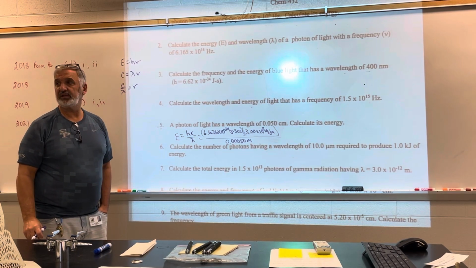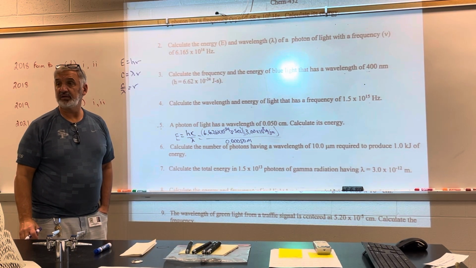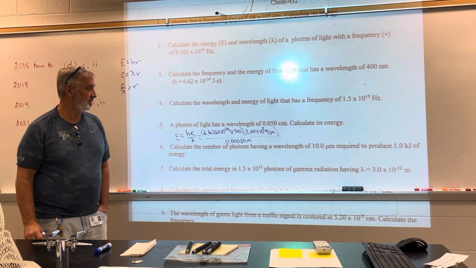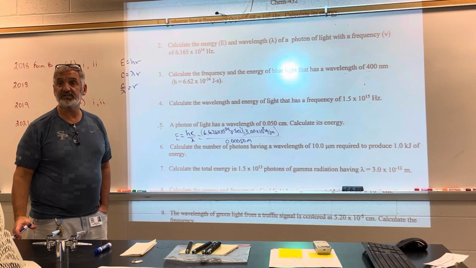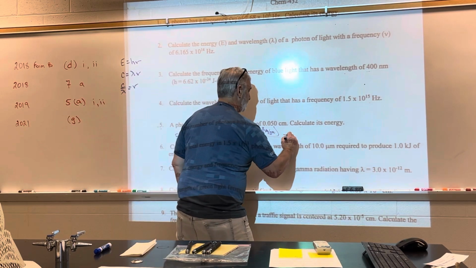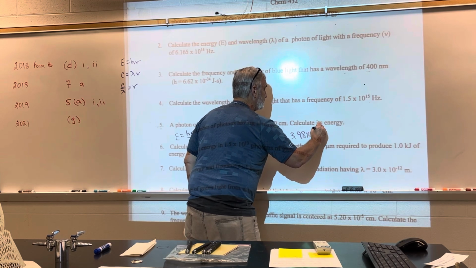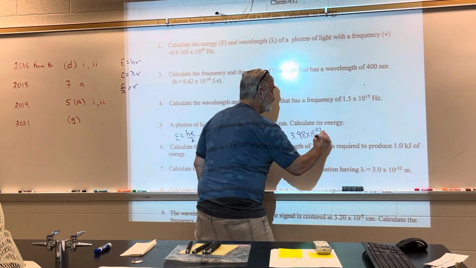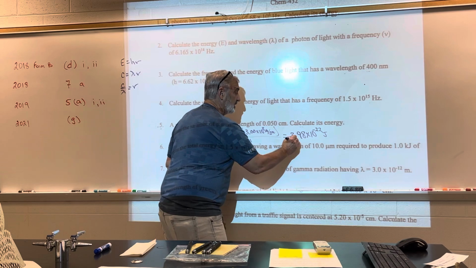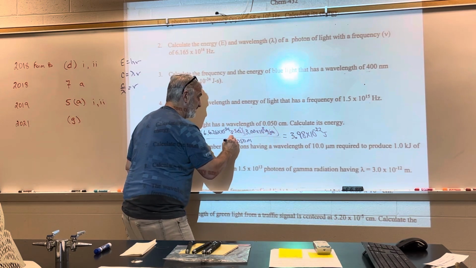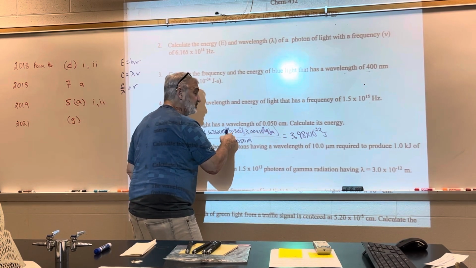Okay? Wait, 1, 2, 3, yeah. Got 5 times 10 to the minus 4. Okay. All right, what did we get as the answer? 3.98 times 10 to the negative 22nd. Okay? And that's joules. So seconds cancel here, meters cancel there, leaving you joules.